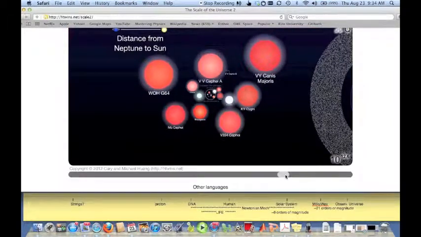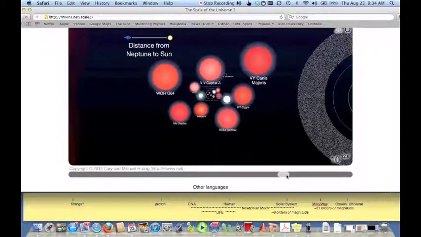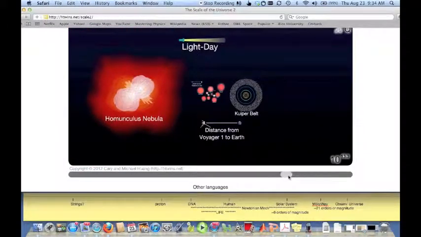My son's favorite star, VY Canis Majoris, the biggest star that we've ever observed. So that's about the size of the solar system. So if you were to put VY Canis Majoris where the sun is, it will go all the way to Neptune. So that's the size of the solar system, about 10 to the 13 meters.